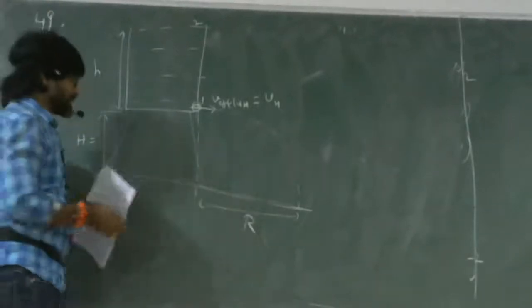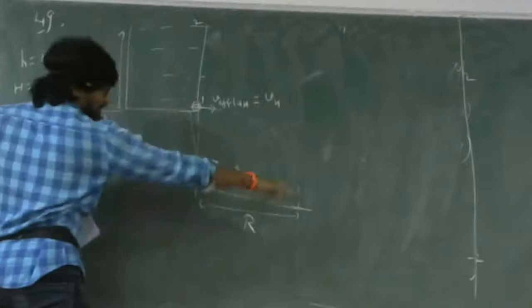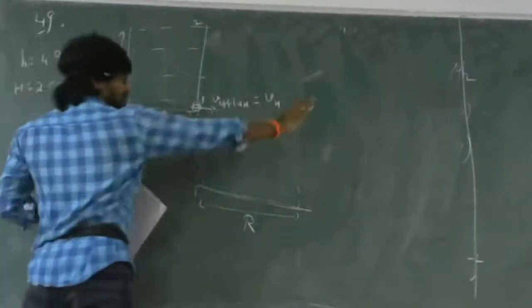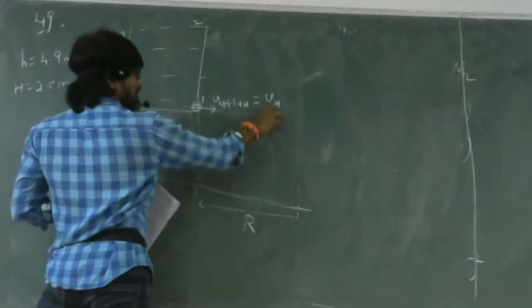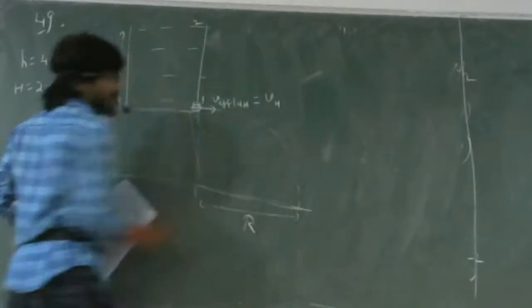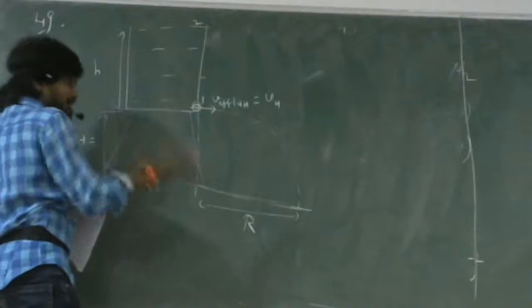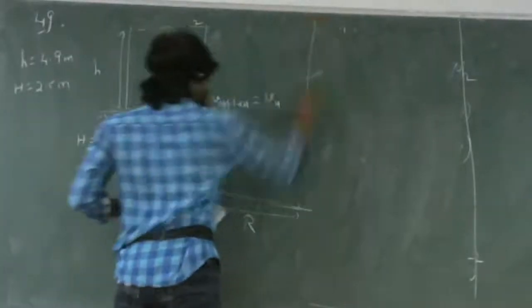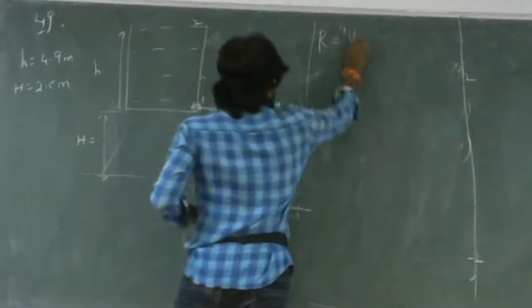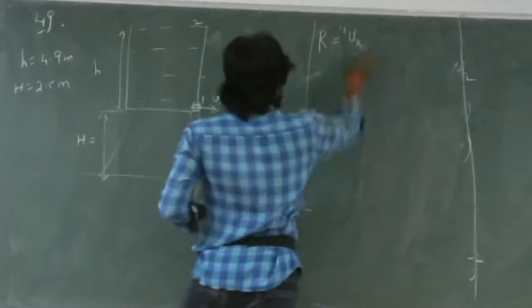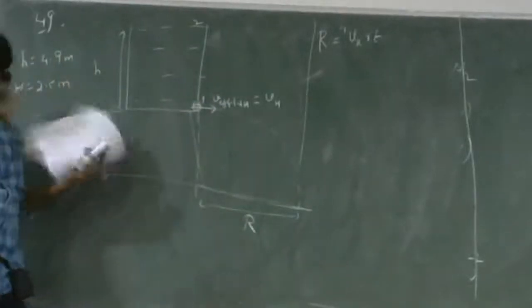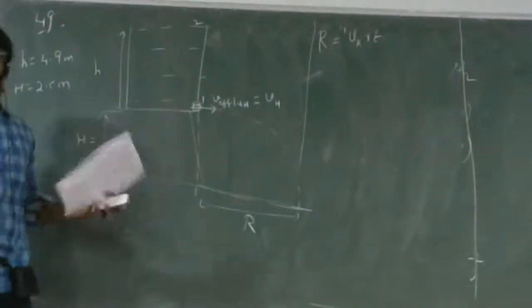To find this horizontal distance, the distance is velocity into time. Let's take R equal to Vx into time, where Vx is the velocity of efflux. But what is the velocity of efflux? We don't know. What is the time? We don't know either.